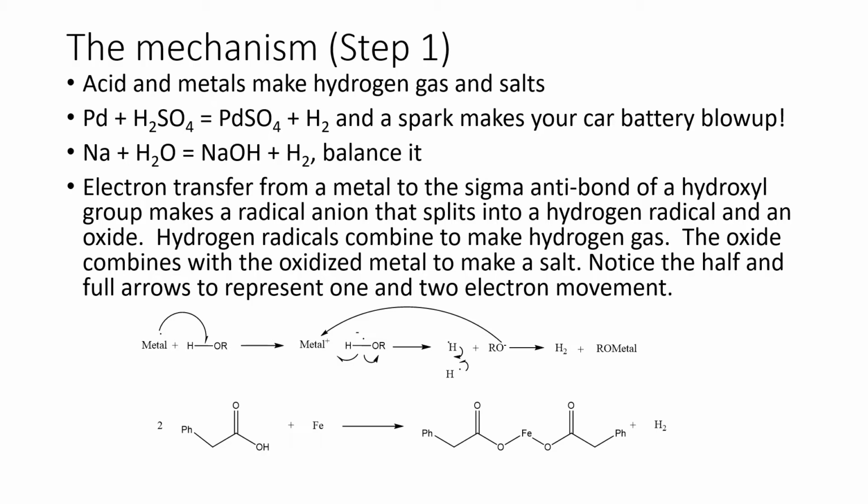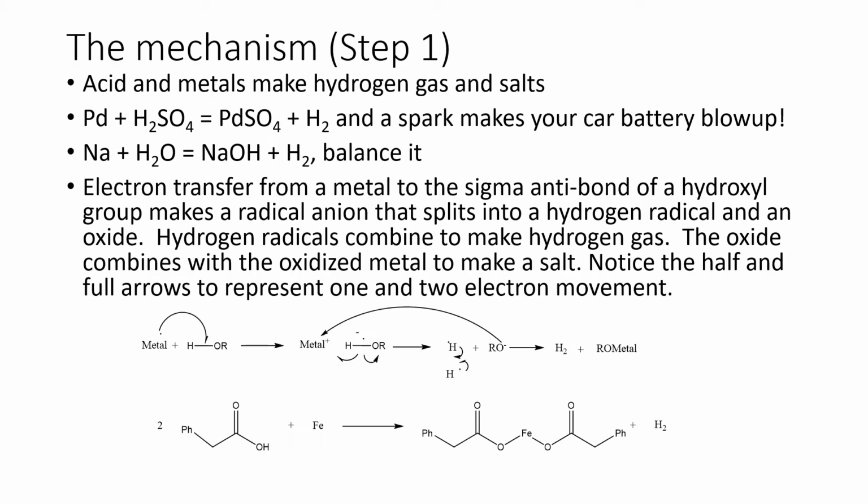Another one is by combining sodium and water, because remember, water is both an acid and a base, to make sodium hydroxide and hydrogen gas. You can try to balance this, but you can see there's 1 mole of hydrogen gas here. So there's 3 hydrogens, 1 oxygen, 1 sodium on one side. You have 1 sodium, 1 oxygen, but 2 hydrogens on the other.